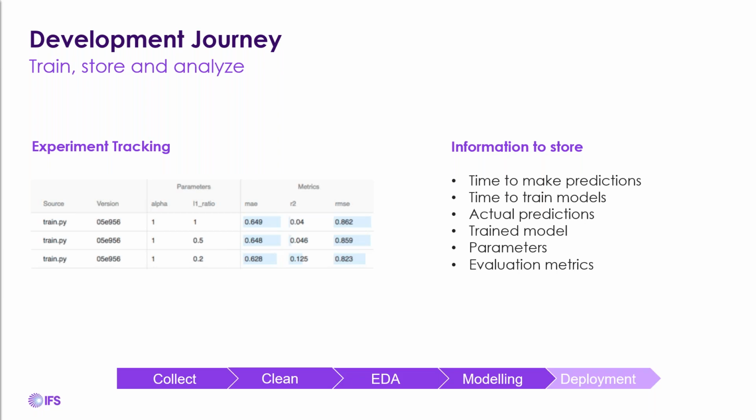And so in these experiments, what you'll have is a collection of runs. Each of those runs will be the act of training a model and evaluating it on a given test set. And there's a lot of information that you can store in these experiment tracking tools. You could store the time it took to make the predictions, time to train, the actual model. You'll store probably the predictions so you can take a look at them later, parameters, metrics, and anything that you'd like.